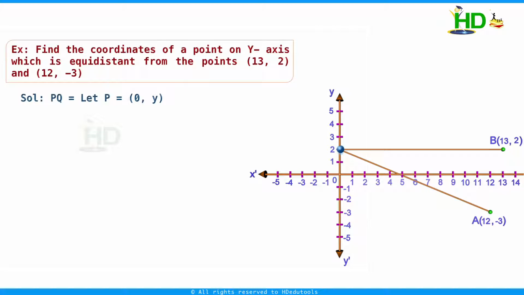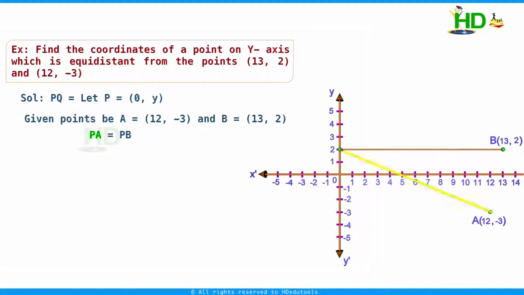Let us consider the point having coordinates (0, y) is the required point, and this point is equidistant from A (12, minus 3) and B (13, 2). That means the distance PB is equal to the distance PA. Taking this condition, we can write the coordinates of P.